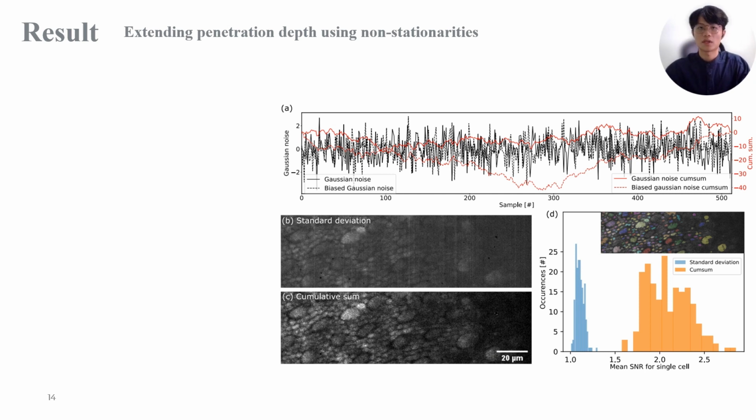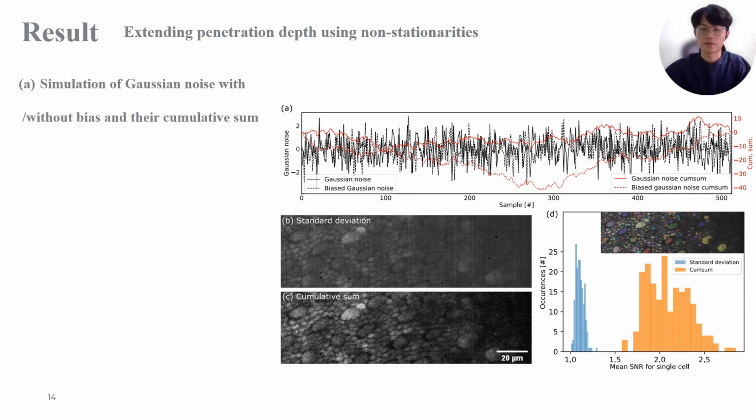Okay, so this part is about extending penetration depth using non-stationarities. In addition to motion artifacts, a drawback of dynamic FFOCT compared to standard static FFOCT is the reduced penetration depth, due to the weak signal level produced by the sample fluctuations. In order to enhance the dynamic signal strength, and so improve penetration depth, they propose computation of the dynamic image from the cumulative sum of the signal, rather than the raw signal. So Figure A shows the maximum reached by the cumulative sum is 3 times higher with the bias.